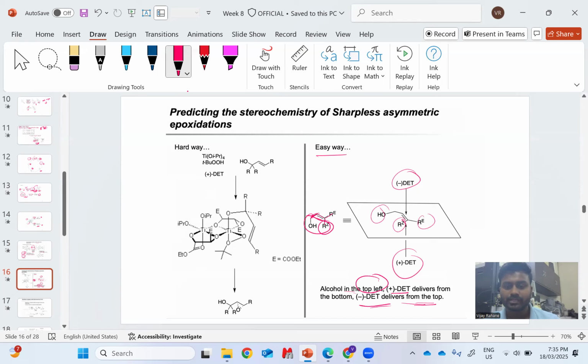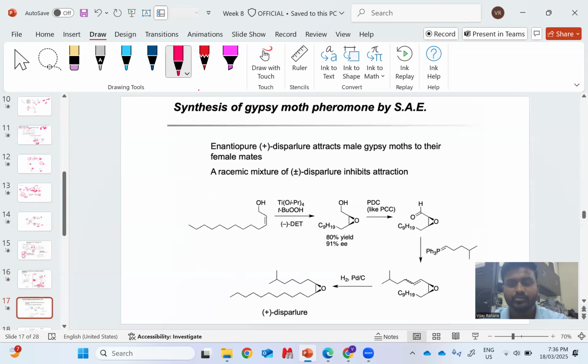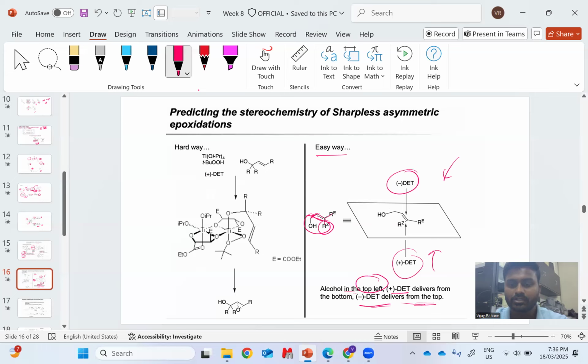So here also you have to write the alcohol and this group on the syn side, and this is on the trans side that we need to draw as it is, and then you can do the simple thing: just remember this, minus DT attacks on the top side, plus DT attacks from the bottom side. That's the simple trick here that you can remember. The only thing is you need to write the alcohol on the top left, this is important. That's the compulsion in this case. If you write on the opposite side, then you will get the opposite product.